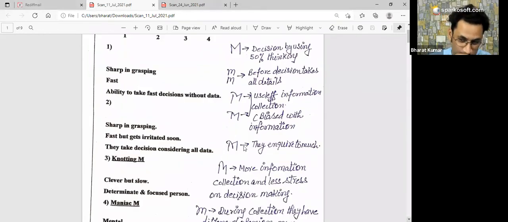Now, how many of you write this kind of M? Please check it. These are the people who inquire too much. Meaning, if they are at an inquiry office, they will ask so many questions that the person who is giving information may get irritated. They are the kind of people who split hairs.